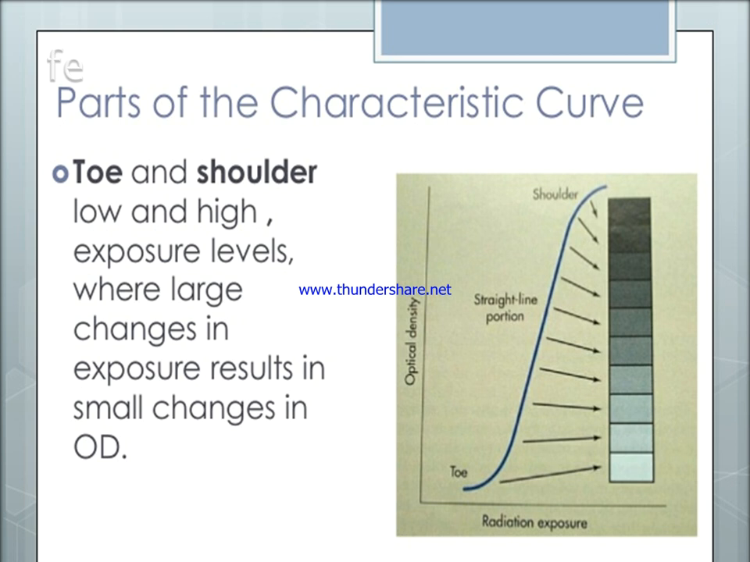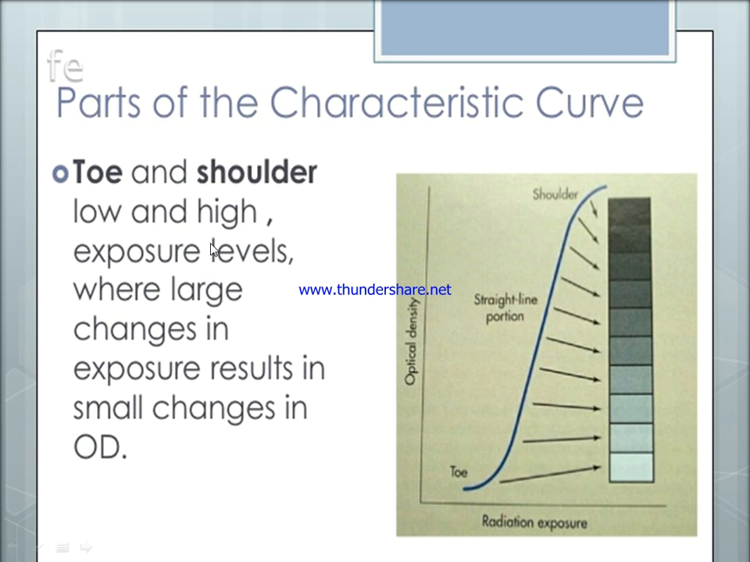We also discuss this is our toe part. This is our shoulder part. The top part is the shoulder part. The base part is our toe part, and this is our straight line. And this shows the difference between radiation exposure and optical density. This is the optical density of a film, and this is the radiation exposure. And this is a straight line, and this is a toe. This is a diagram of our characteristic curves: toe and shoulder.